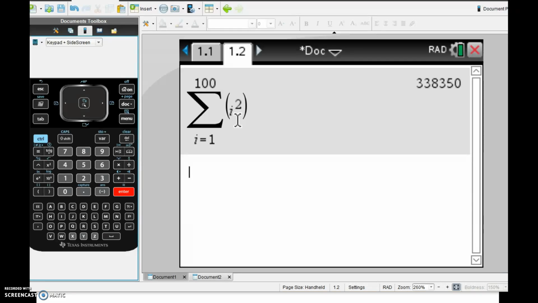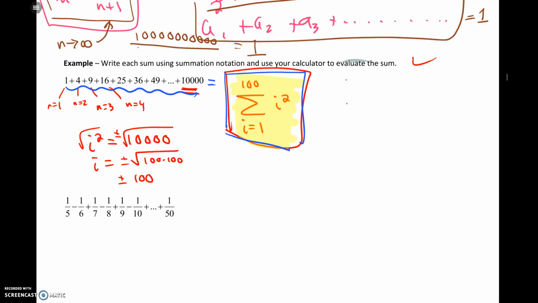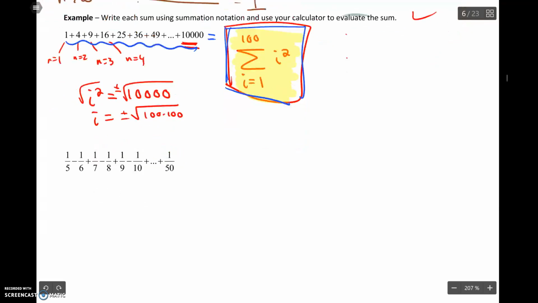Calculators are great at these things, right? I would never want to do that by hand, but it looks like it's 338,350. Okay? All right. But they didn't tell me to use a calculator, they just told me to write this.